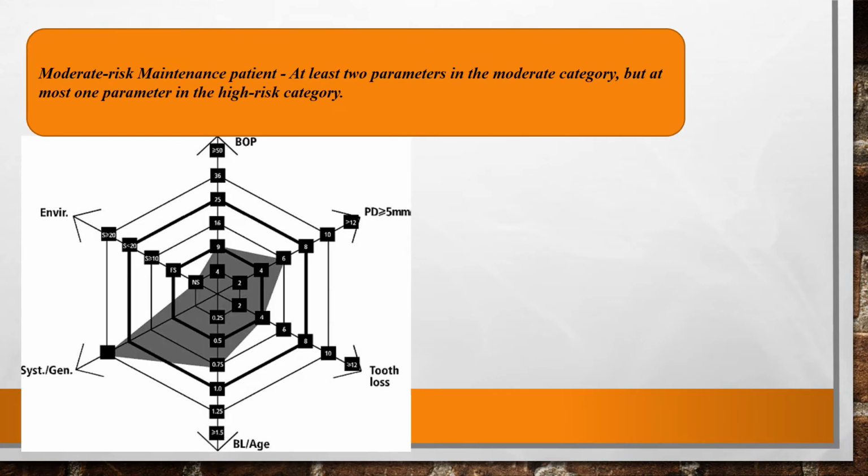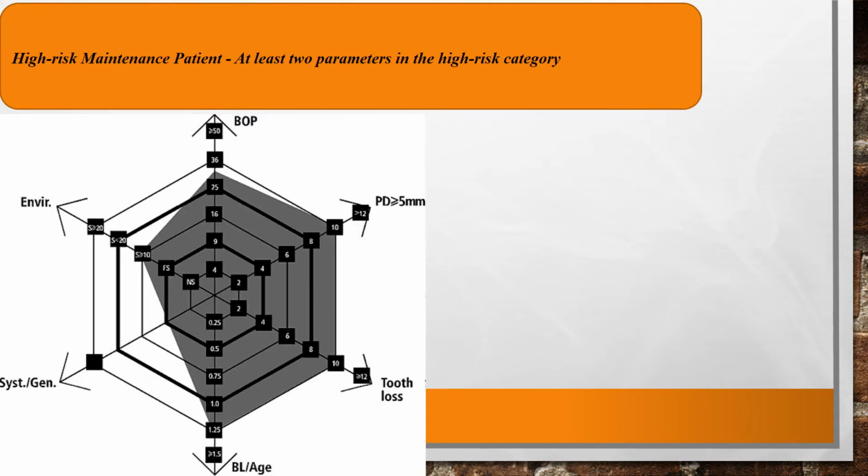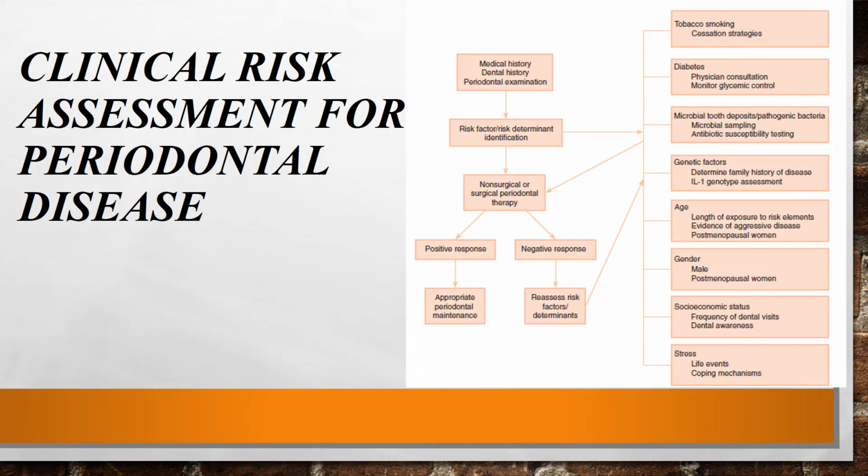And next comes moderate risk. These 2 parameters in the moderate category, but at least one in the high risk category has been considered as moderate risk maintenance patient. And high risk maintenance patient, at least two parameters in the high risk category has been considered as high risk maintenance. So we have already discussed the data collection during case history.